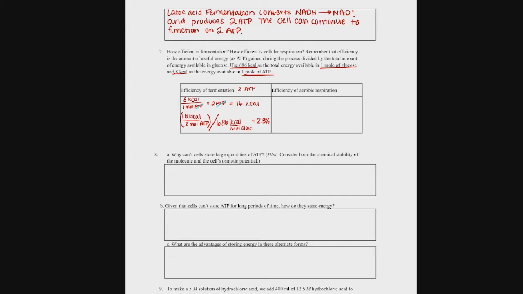And if we look at the efficiency of aerobic respiration, we can do that same conversion that we did for fermentation, but we generate approximately 38 ATP. Yes, it's kilocalories. Thank you for answering that. Which is a lot more. So we're going to multiply this by 38 instead. And that is about 304 kcal.